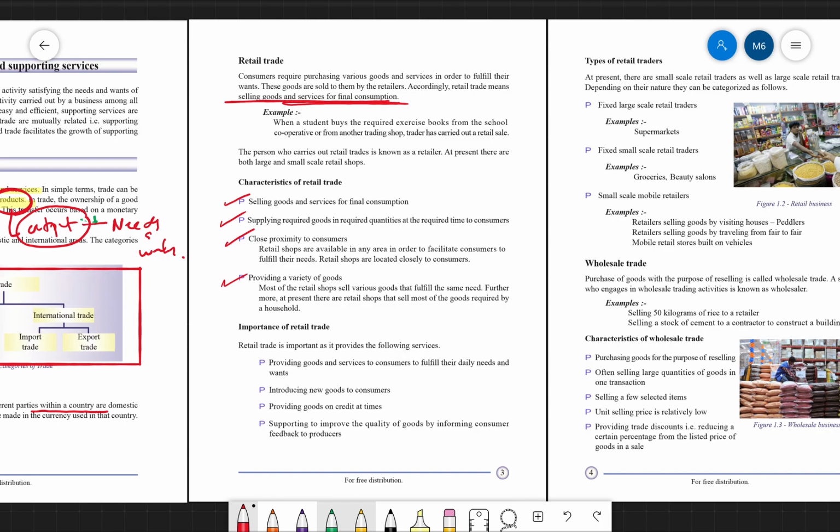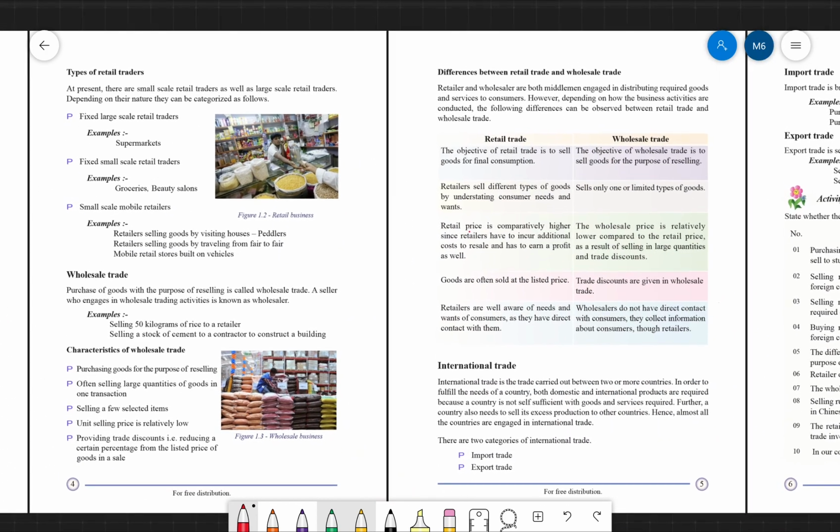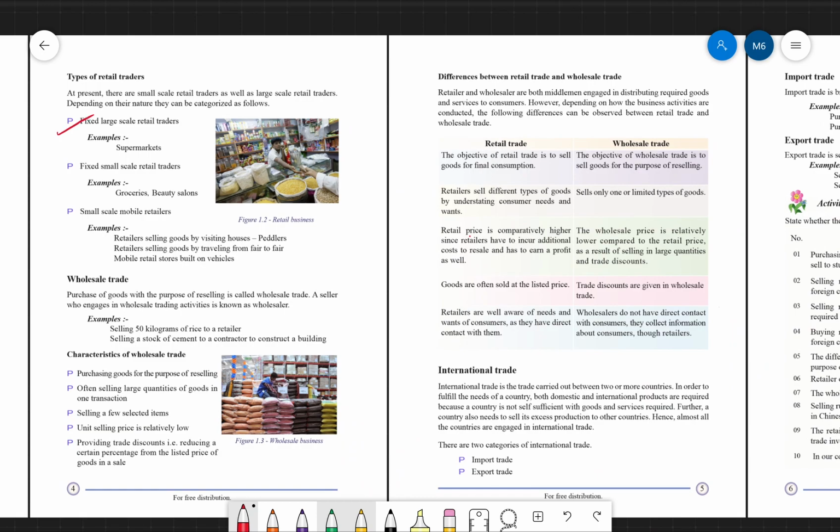Please read the importance of retail trade given here. Likewise, the types of retailers are also mentioned: fixed large scale, which is permanent large scale, fixed small scale, and mobile retailers, who are not fixed in a place. These use small vehicles and cars to sell fruits, vegetables, etc.